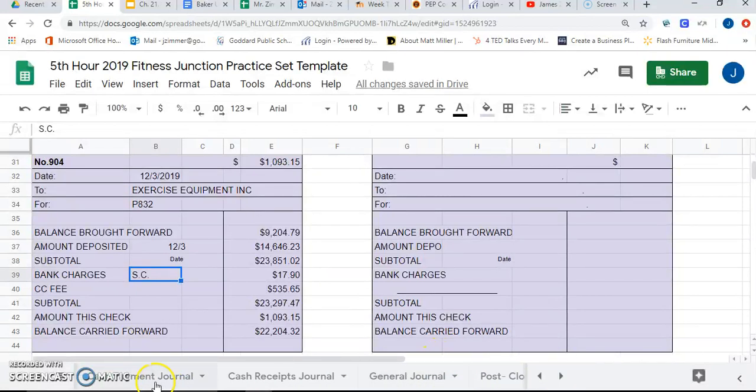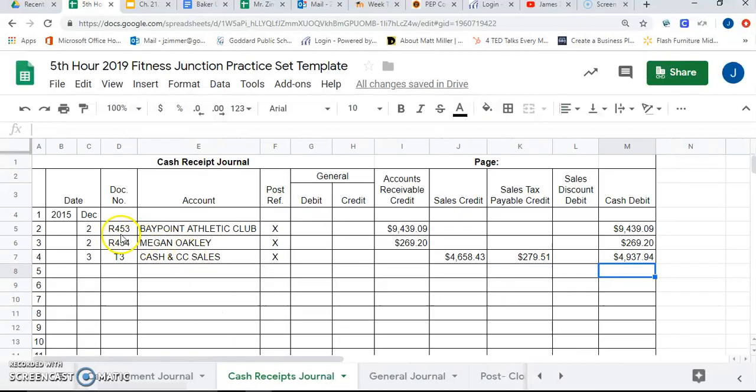All right, so I'm going to find the cash receipts journal, and they would look something like this. December 2nd, they were both on the 2nd, so I recorded them at the same time. And then I put R453 and R454. One was for Bay Point Athletic Club. One came from Megan Oakley. The accounts receivable is credited because they're paying us, so that's going to decrease what they owe us now. And then we receive that as cash. A check is the same as cash.